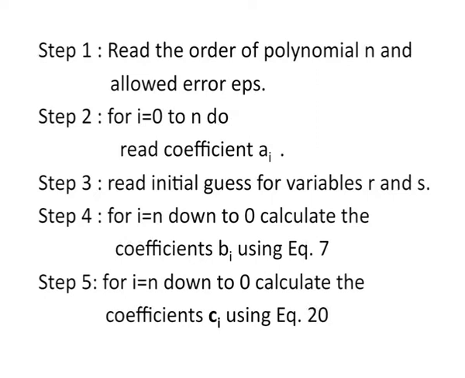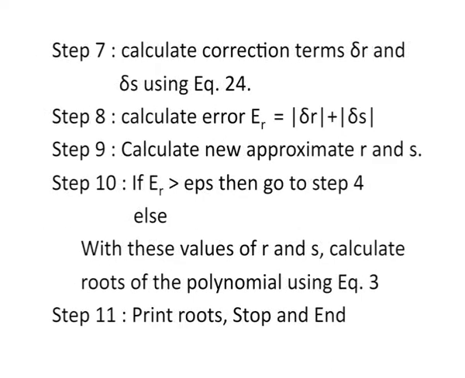By using the coefficients bi, we again use a loop to calculate the coefficients ci by using equation 20. Then using equation 24, we calculate the correction terms delta r and delta s. Then we calculate the error, the sum of the absolute values of delta r and delta s. Then we compare this error with epsilon. If the error is greater than epsilon, then we go to step 4 and we restart the whole procedure. If the error becomes less than epsilon, we say that r and s are the coefficients of the quadratic factor, and we can solve the quadratic equation to get the roots of the polynomial. We print the roots and stop. So, this is the solution procedure.